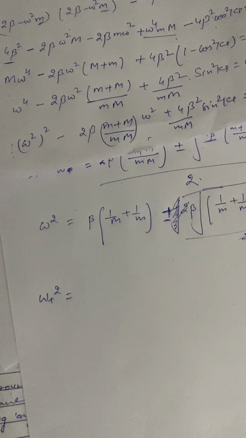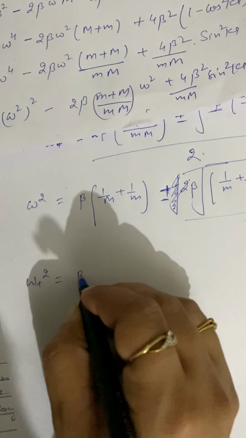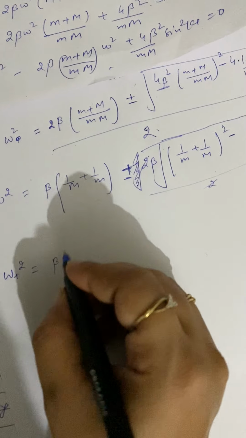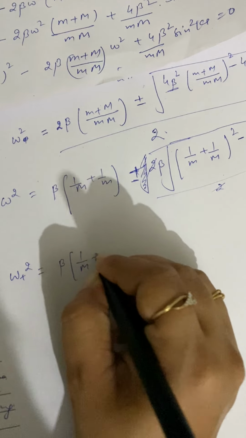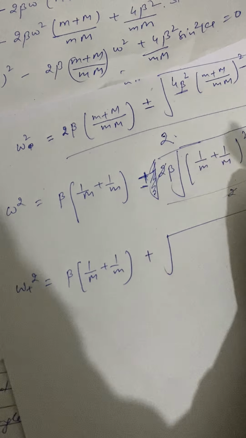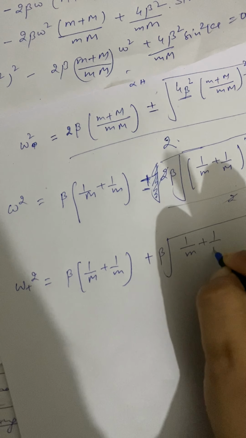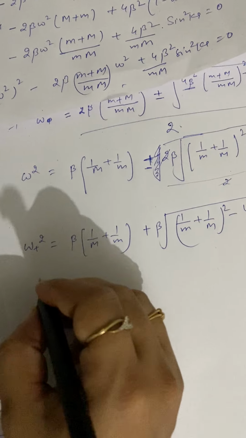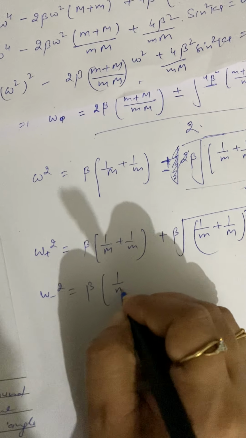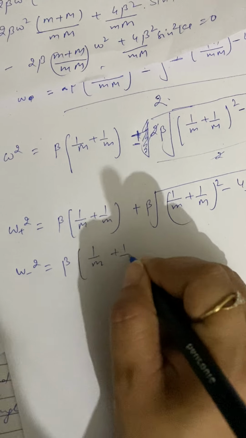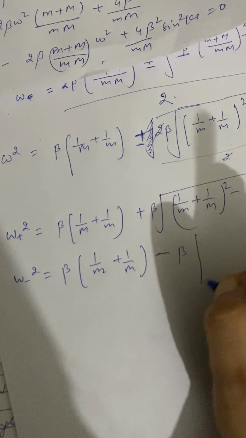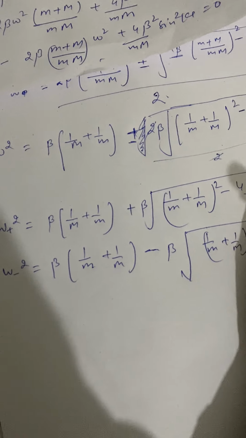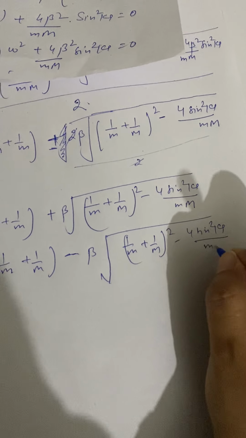So when we take the solution for omega square with the plus value, we will have beta times (1 by m plus 1 by M) plus the root of (1 by m plus 1 by M) whole square minus 4 sin square ka divided by m M. Similarly for the minus sign, it will be beta times (1 by m plus 1 by M) minus the root of (1 by m plus 1 by M) whole square minus 4 sin square ka divided by m M.